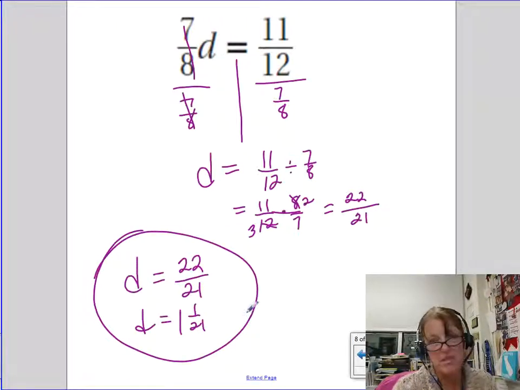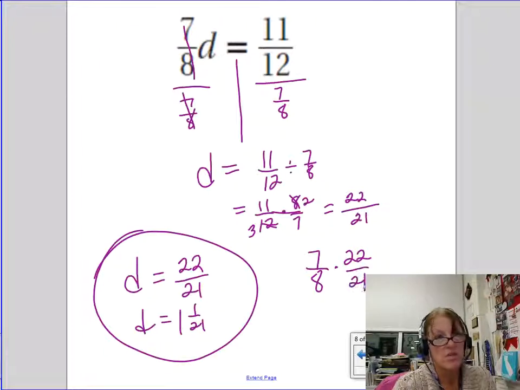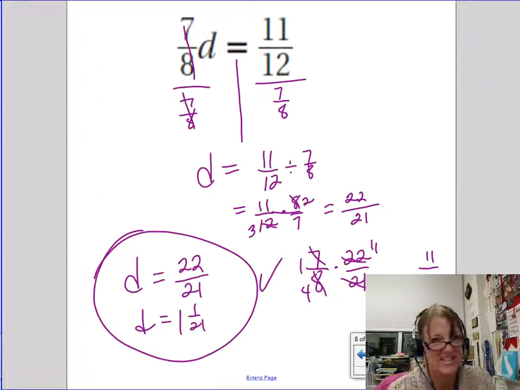Now, that is probably some nasty, ugly decimal. I don't even know on your calculator display if you would see that this really is a repeating decimal. That's why I like to leave the fractions as they are. I want you to check this guy. 7/8 times 22/21 ends up giving me 1 and a 3 and a 4 and an 11. I get 11/12. Hey, crazy. It checked. Nice.